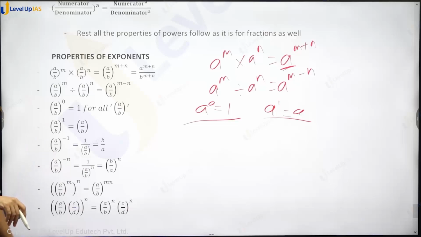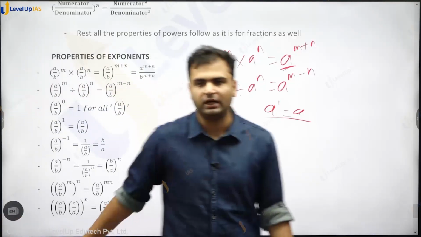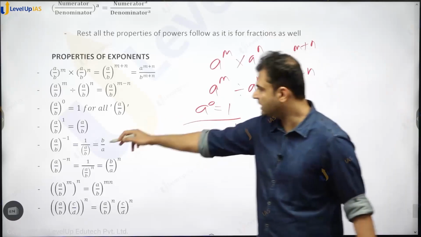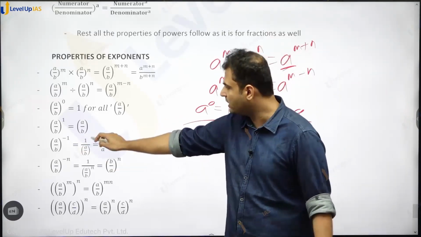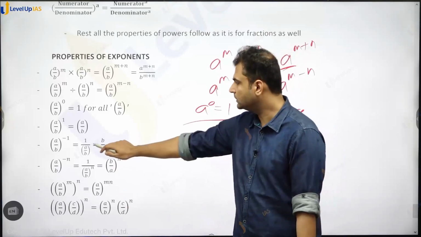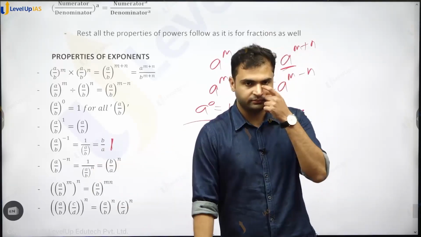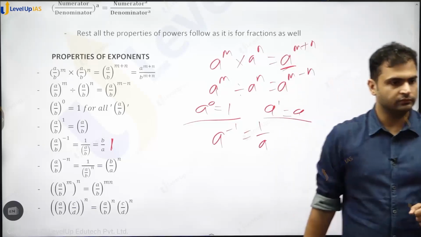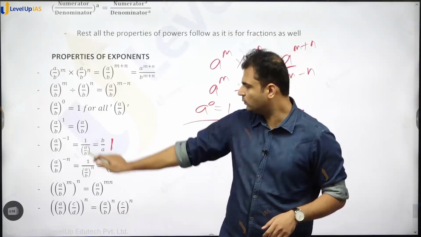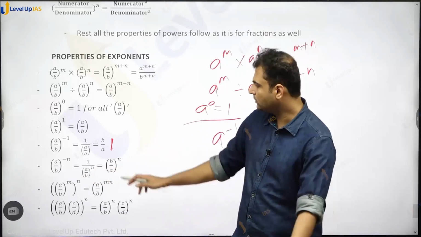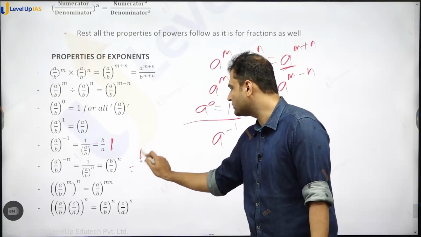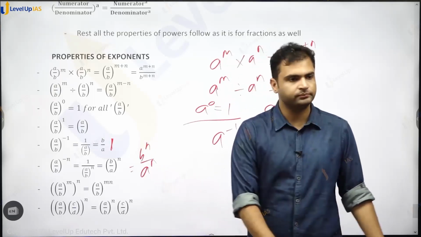Next, a by b inverse is 1 upon a by b. ये भी पहले पढ़ा था. a raised to minus 1 is equal to 1 by a. Same thing, a by b raised to minus 1 is 1 by a by b, which is nothing but b by a. उल्टा हो जाता है ना. This is b by a. Next, a by b raised to minus n क्या होगा? 1 upon a by b raised to n होगा. So it would be b by a raised to n, which is nothing but b raised to n by a raised to n by definition.